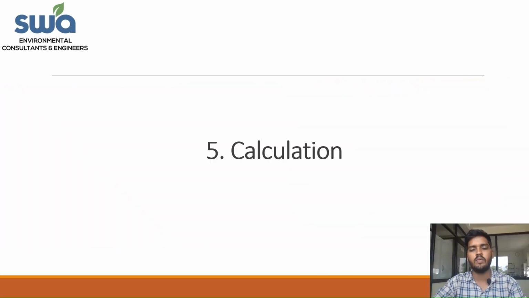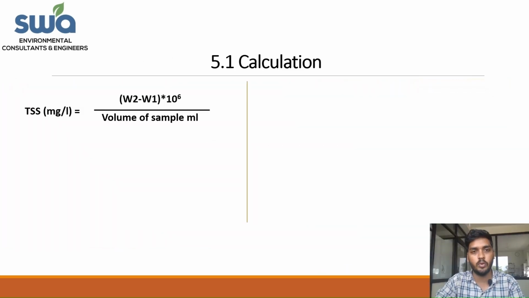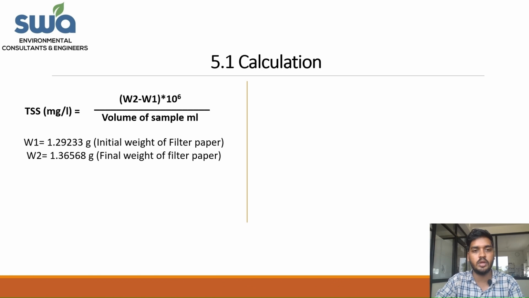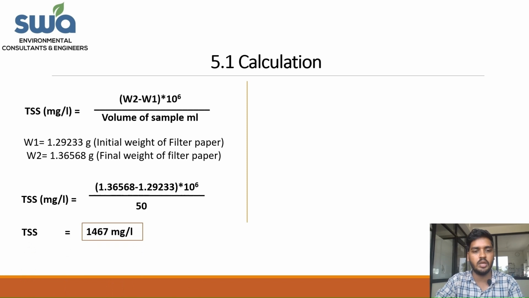Now let's see the calculation of TSS and TDS. The formula for calculation of TSS is (W2 minus W1) into 10 raised to 6 divided by the volume of sample taken in ml. Here W1 stands for the initial weight, 1.29233 grams, and W2 stands for the final weight, which is 1.36568 grams. So we apply the values to the formula, and the answer will be 1467 milligram per liter. So this is for TSS.